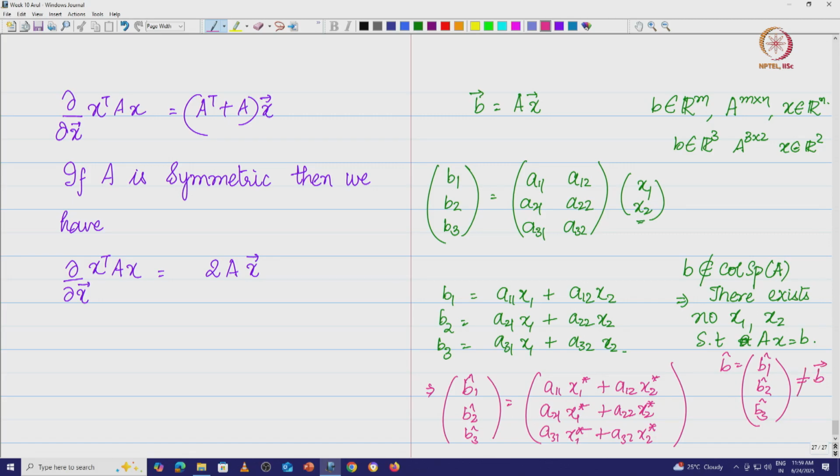This is not equal to the B vector because you are trying to approximate this B vector in the column space of A, which is given by my B hat, right. So therefore there is an error that exists. The error vector is nothing but B minus B hat. Therefore I want this squared error to be minimum. So the length of B minus B hat, this whole squared, has to be minimized. So now what do we do?